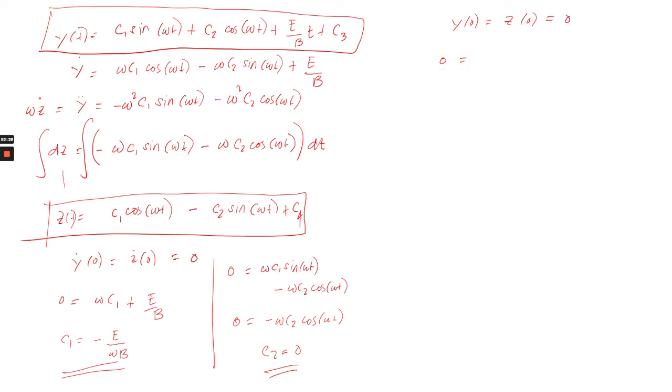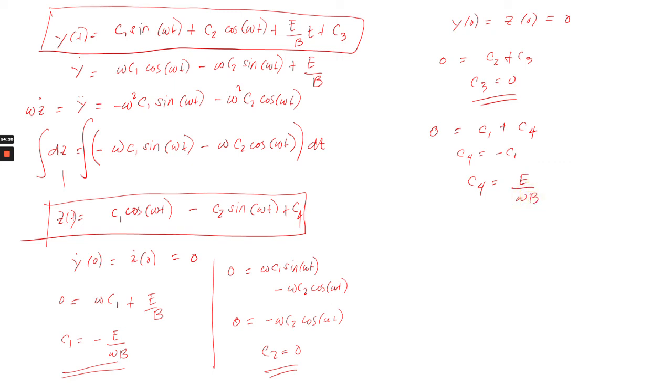So this becomes C2 plus C3, right? But C2 is 0, therefore C3 is 0. Next is z of t, so we have 0 equals C1 plus C4. So C4 is negative C1. C1 is negative E over omega B. Therefore, C4 is positive E over omega B.